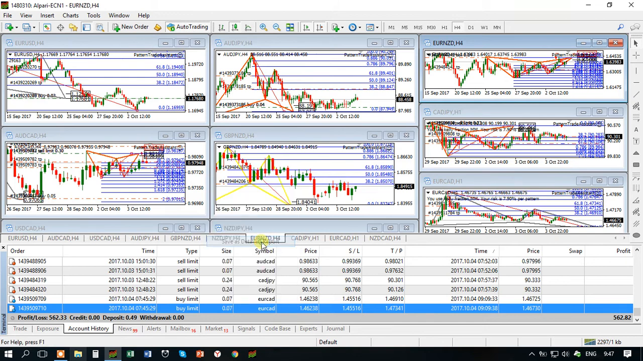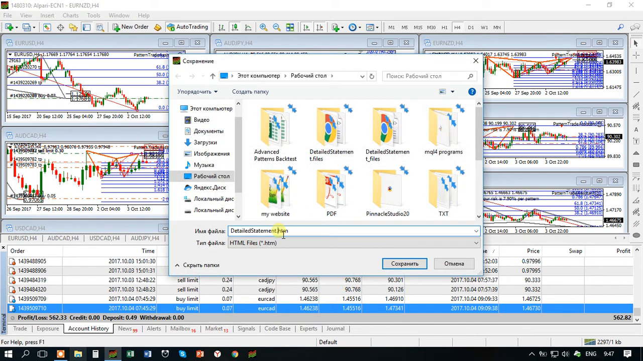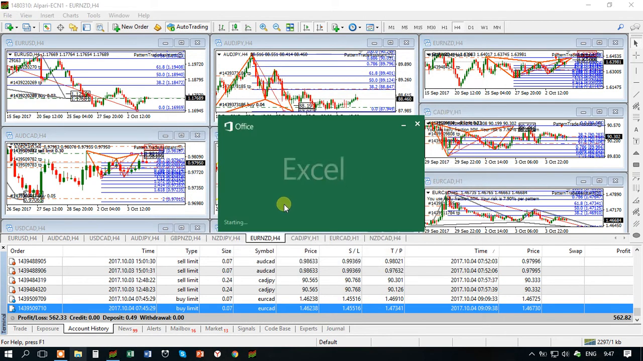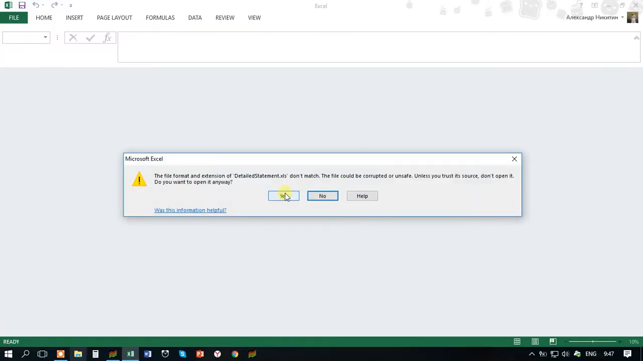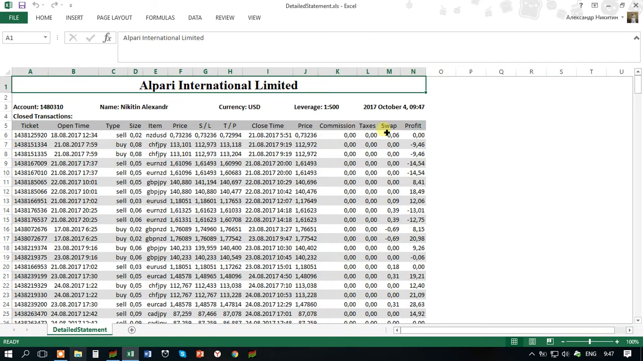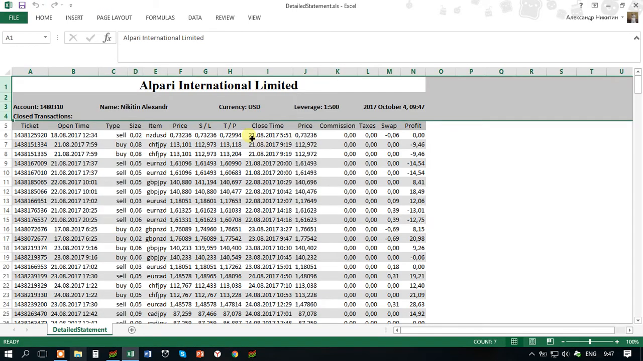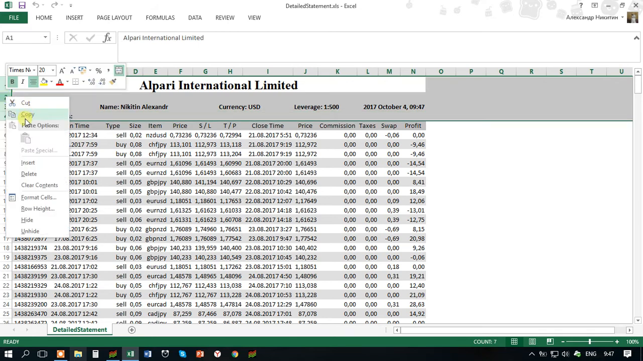Save as detailed report, and in order not to be fooled by the MetaTrader report, we should do slight XLS modifications. That's why I will save it in Excel. Let's go to Excel, and here is the problem.